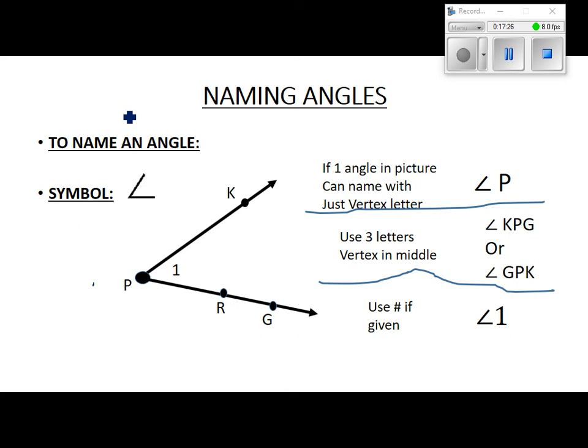Go ahead and copy down whatever you're missing there. Make sure you're using the symbol on all of them. Again, if you just write this down, I don't have any idea what you're writing. I don't know if it's a plane, an angle, or 3 separate points. So you've got to have the symbol out in front whenever you're naming an angle.